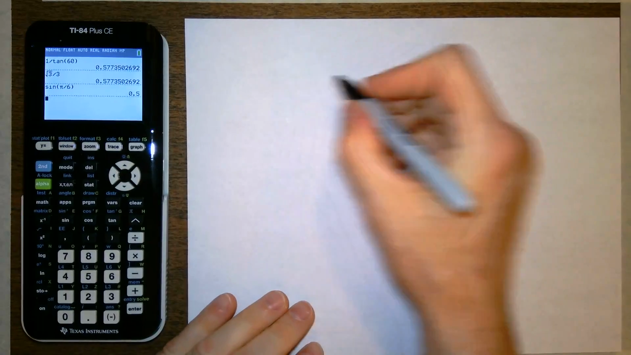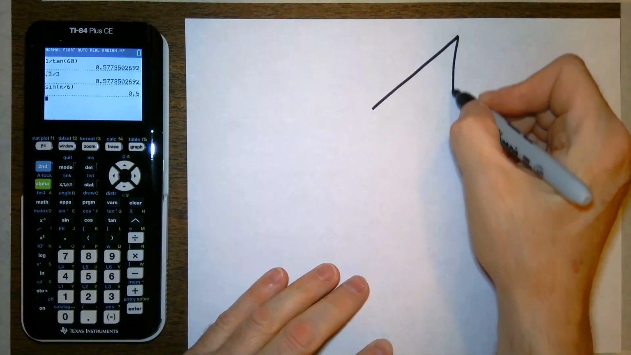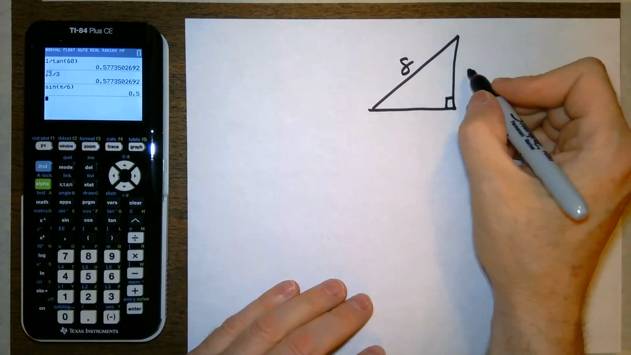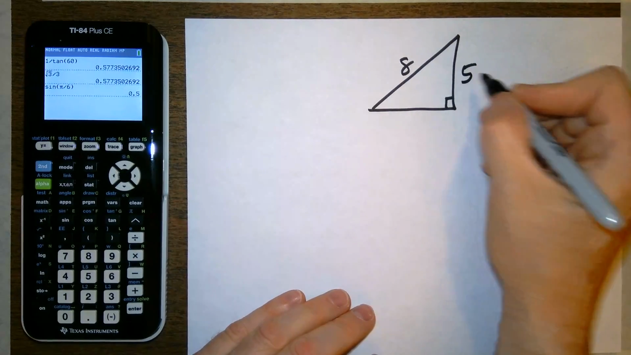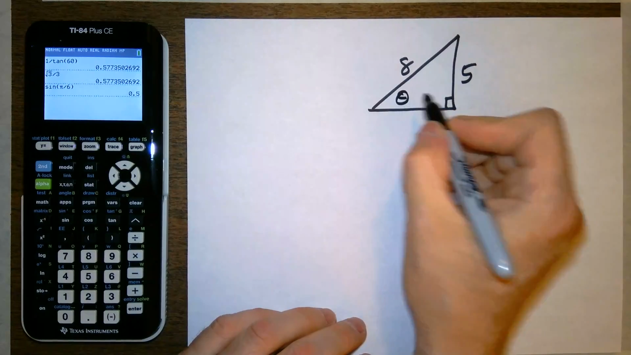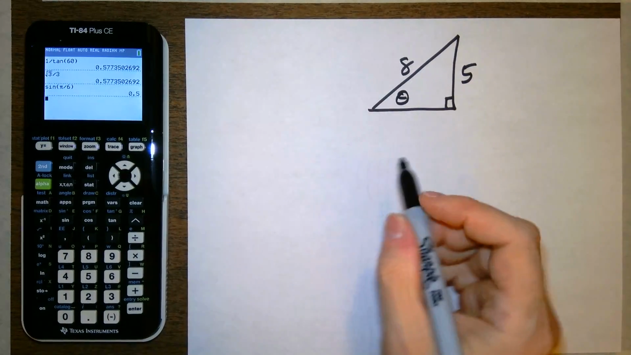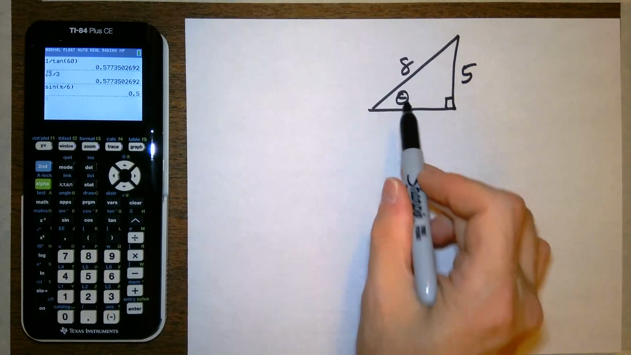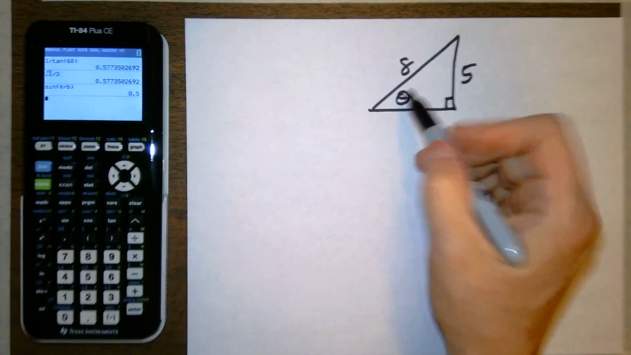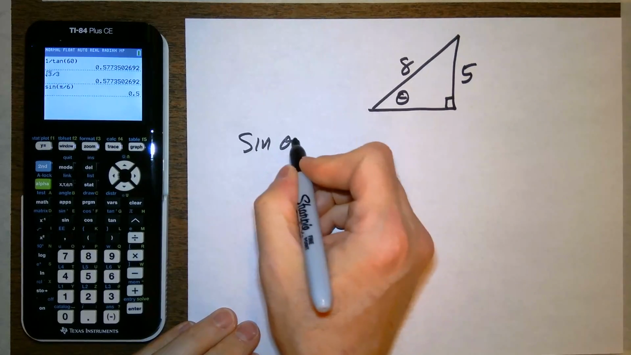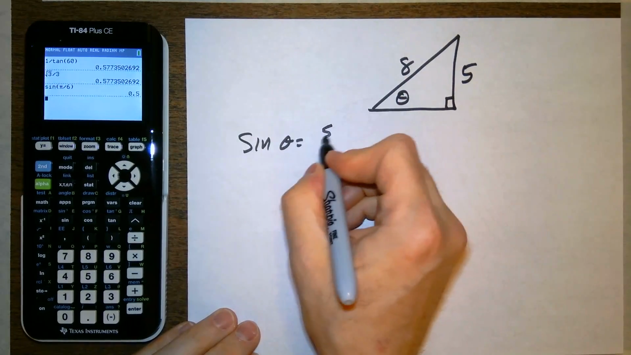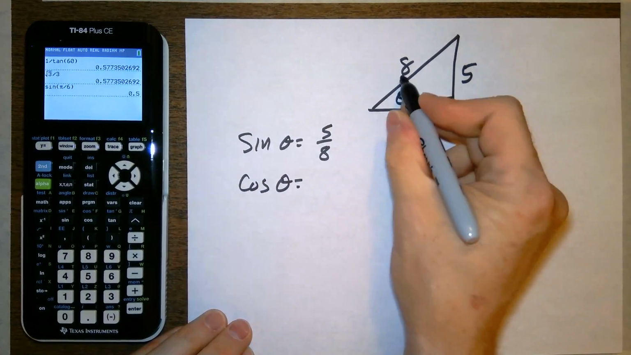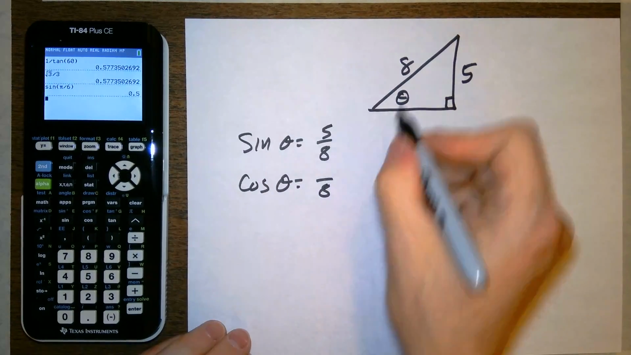For example, what if I had a triangle that looked like this? And this side is 8, and this side is 5. And here's my reference angle right there. And I want to find the sine, cosine, tangent, cotangent, secant, and cosecant of that angle. Well, sine is easy. The sine is going to be opposite over hypotenuse, 5/8. But the cosine is adjacent over hypotenuse, something over 8, but I don't know what it is.